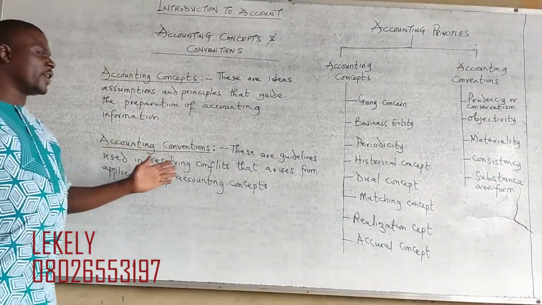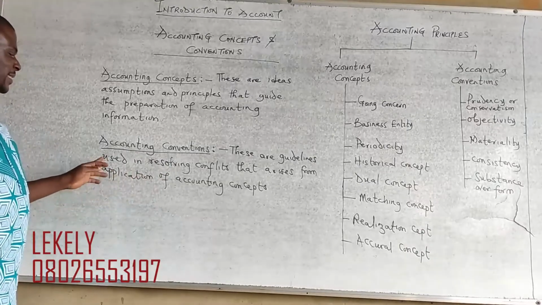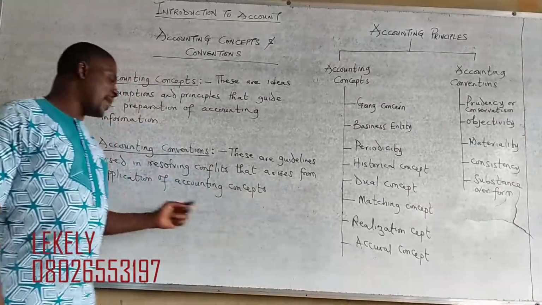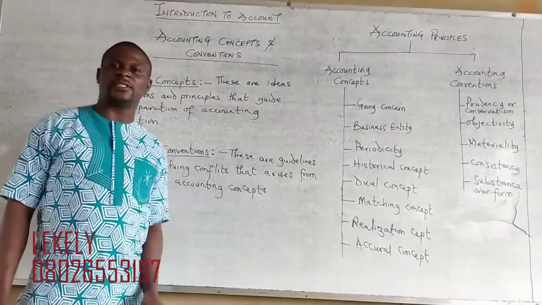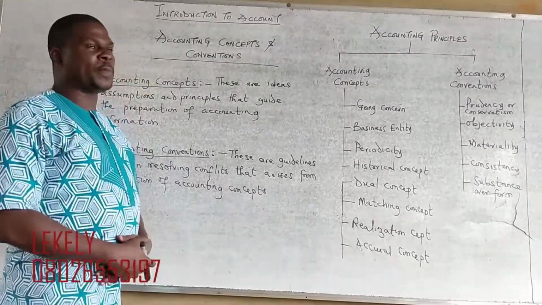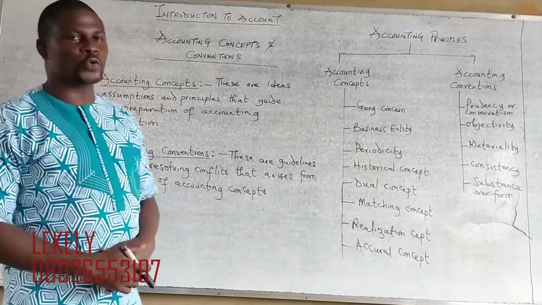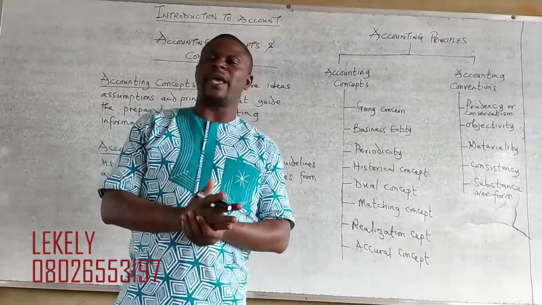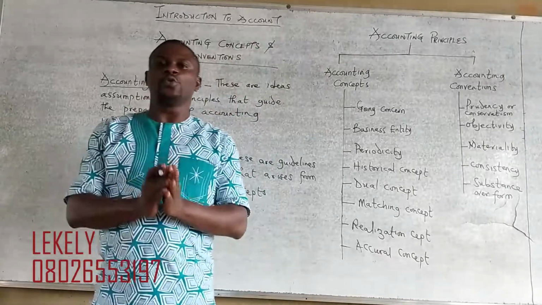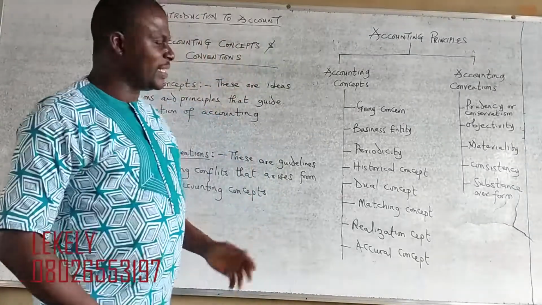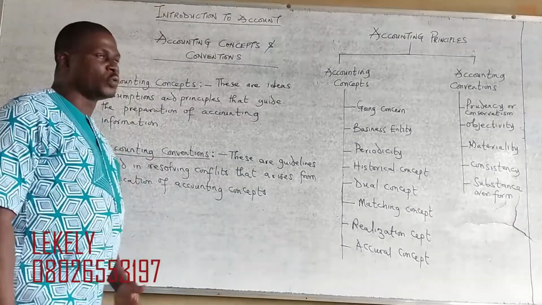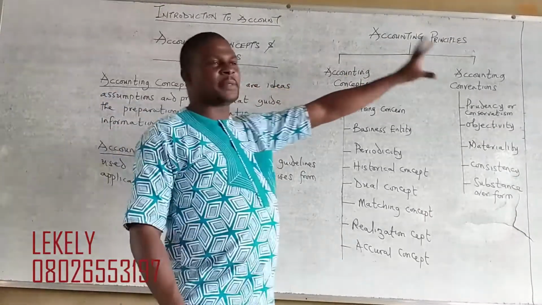The accounting convention is now saying that these are the guidelines used in resolving conflicts that arise from the application of accounting concepts. Because it's possible that two accounting concepts are conflicting when you are trying to prepare an account. So what we use to resolve that issue is accounting convention. And of course, the accounting principles are accounting concepts and conventions.